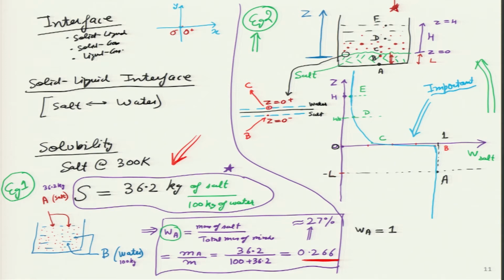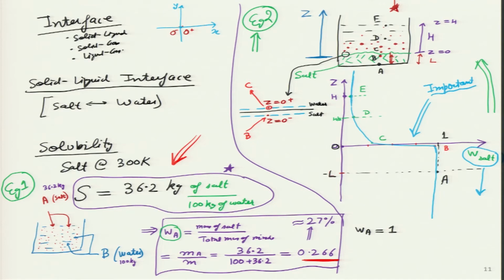So, at that interface suddenly there is a huge change in this variable, which is W salt, the mass fraction of salt. If we are just below the interface, it is full of salt. If we are just a little bit inside the water, then also a lot of salt is there, up to the saturation limit. So, it is 27%, isn't it? Okay. So, I think this is a very good example about salt and water.